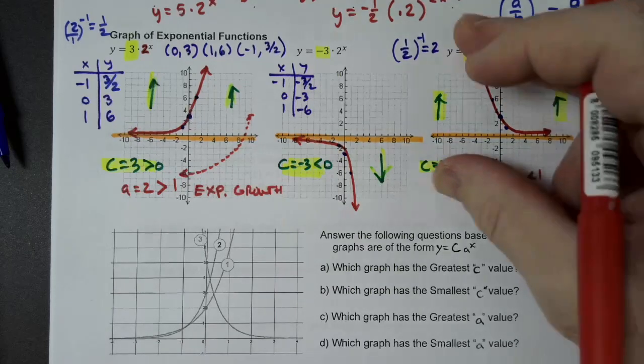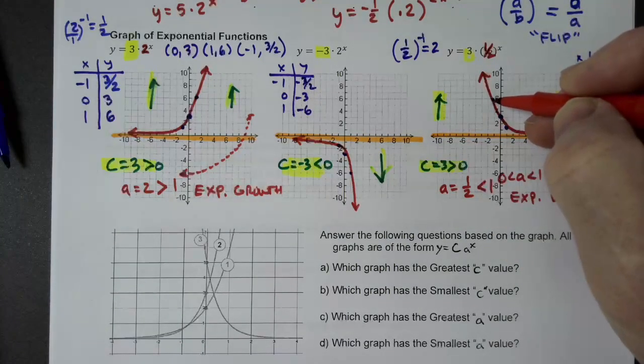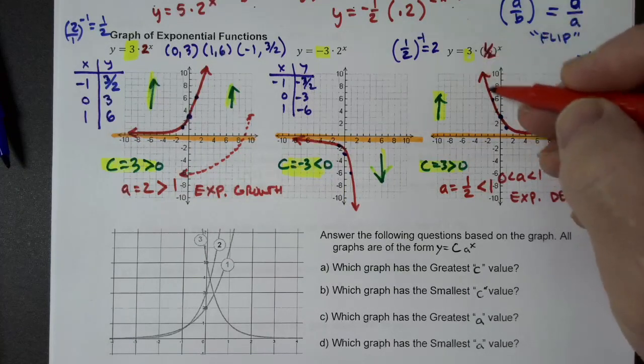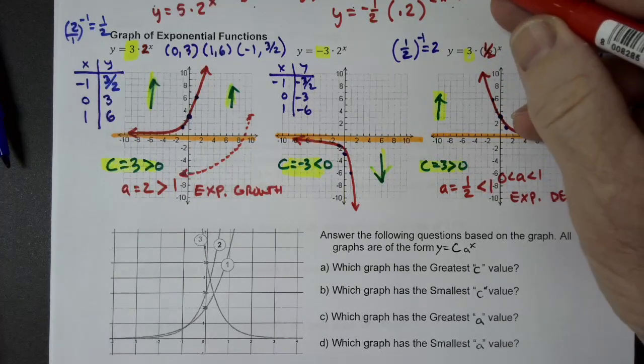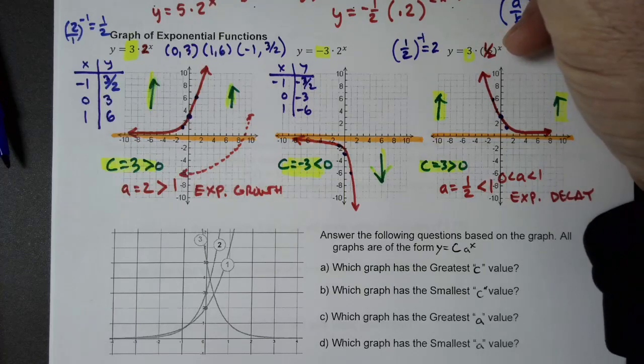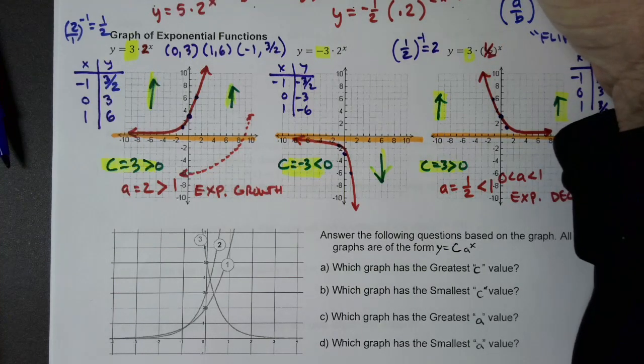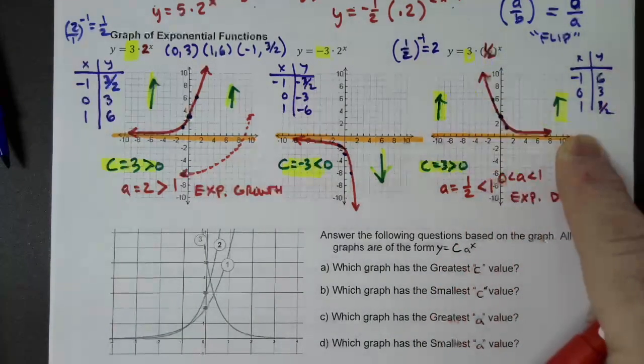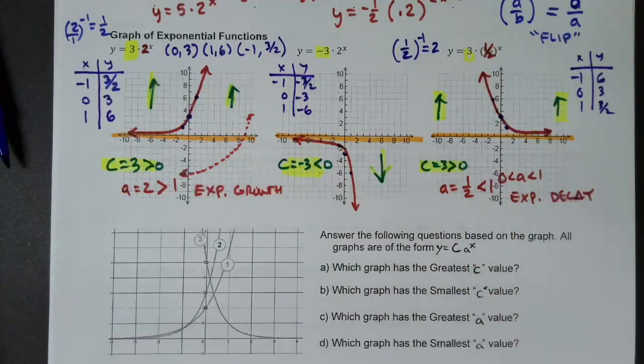If we go the other way, before 6, we would have been up here at 12, because half of 12 is 6. Before that, we would have been at 24, 48, 96. So exponential decay whenever we have that.